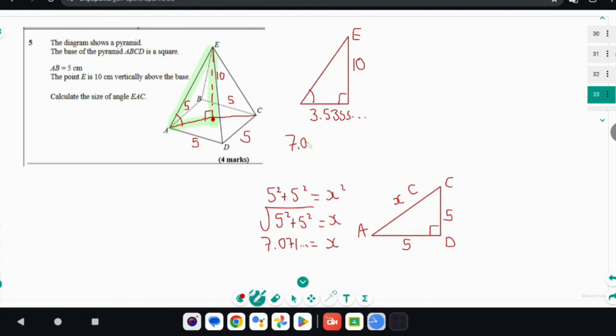So we've got that from... Okay, now we can get this angle here. Opposite, adjacent, SOHCAHTOA, TOA uses O and A. So tan theta equals opposite over adjacent.